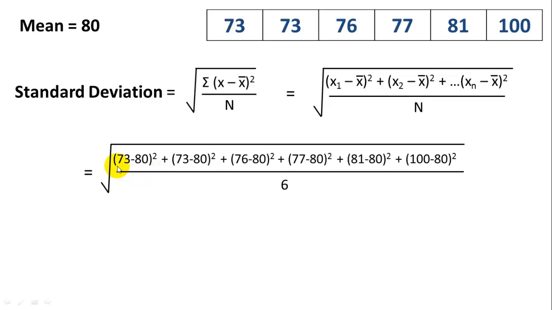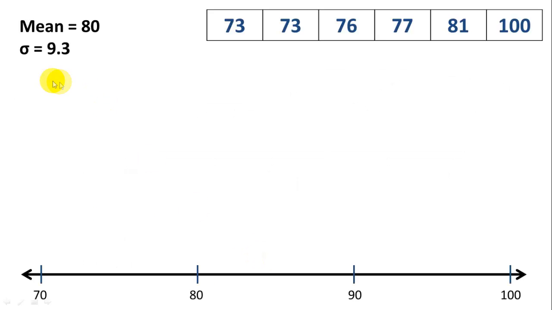Now if we plug in actual values, 73 minus 80, quantity squared, plus 73 minus 80, again we have two 73s, so we see a repeat there. 76 minus 80, quantity squared, plus 77 minus 80. So you see each one of these values as the first number, and 80, which is our mean, as the second number. So we're taking the difference of each value in our data set from the mean, and then we're squaring that. We're adding all those together, which is the sigma. And then we're dividing by 6. So we get 524 divided by 6, and then the square root of that, which equals 9.3. So our standard deviation, or sigma, is 9.3 for this data set.